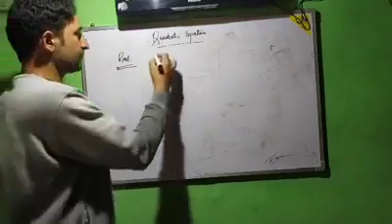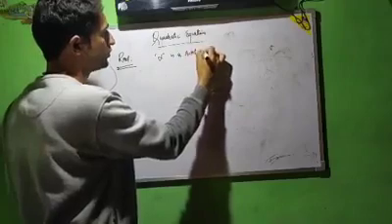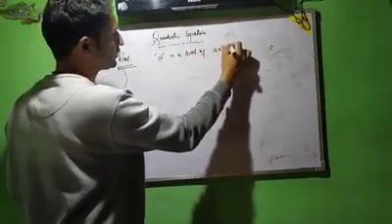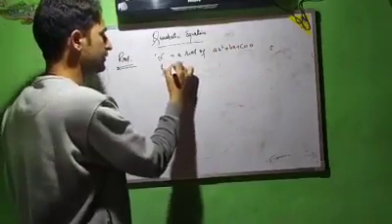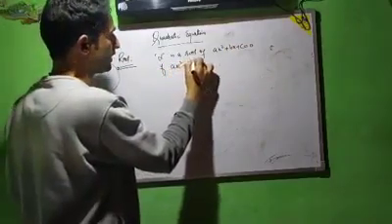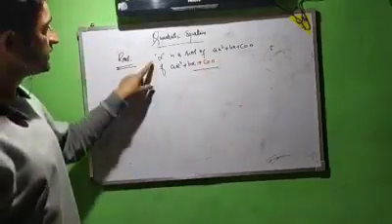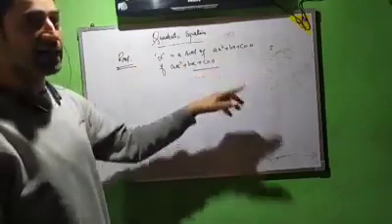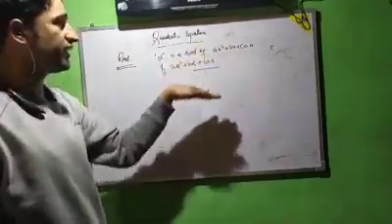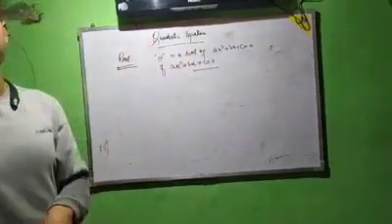We say alpha is a root of ax square plus bx plus c equal to 0 if a alpha square plus b alpha plus c is equal to 0. It means this alpha is a zero of the quadratic equation ax square plus bx plus c. That means it satisfies the quadratic equation. It creates a balance between LHS and RHS. So this alpha is said to be a root of the quadratic equation.